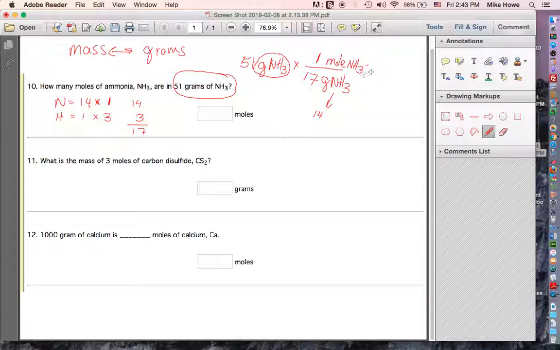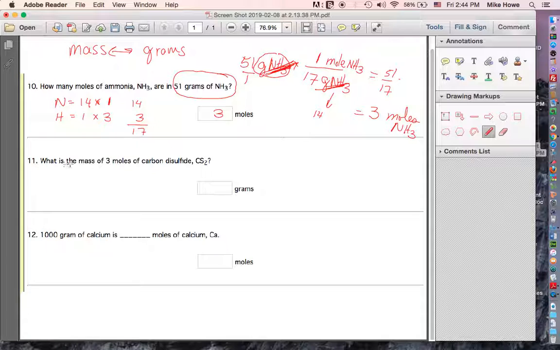So now we're ready to do the math. You will remember from your math experience that if there's nothing here, it's like being over 1, so we're going to multiply across the top. And we have 51 on the top. We have 17 on the bottom because 1 times 17 is just 17. The grams of NH3 are going to cancel like we intended, and we'll be left with moles in our answer. So our answer is going to be 51 divided by 17, which is 3 moles of NH3. And that should be your final answer. So over here you put in 3.